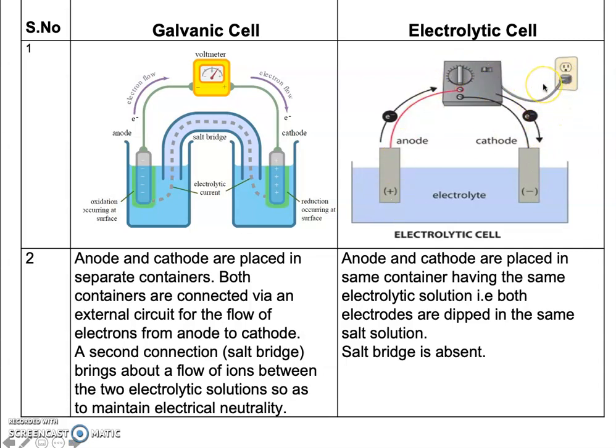Now, if the external current is put off, then what happens? The redox reaction will stop. There will be no potential difference. So this is the striking difference between the galvanic and the electrolytic cell.